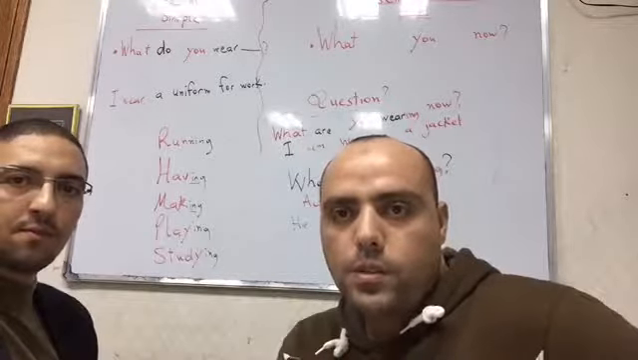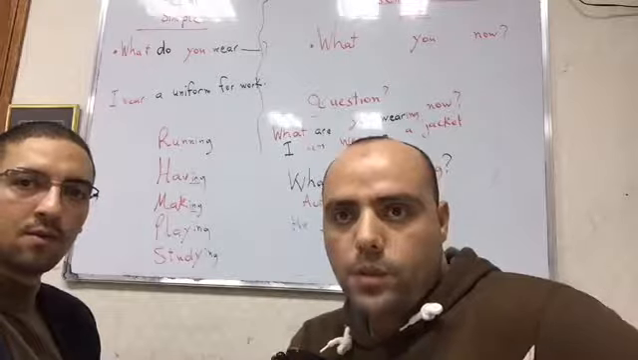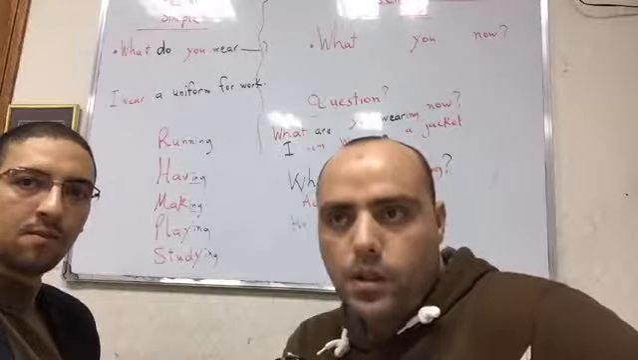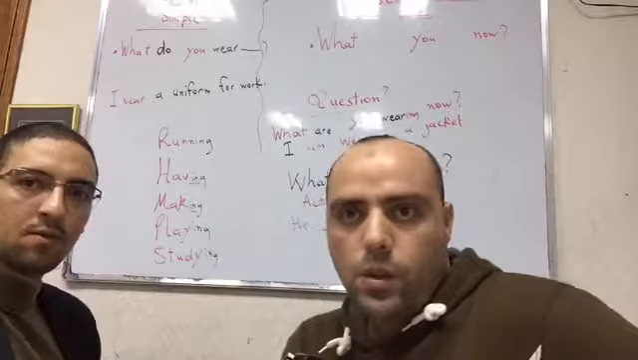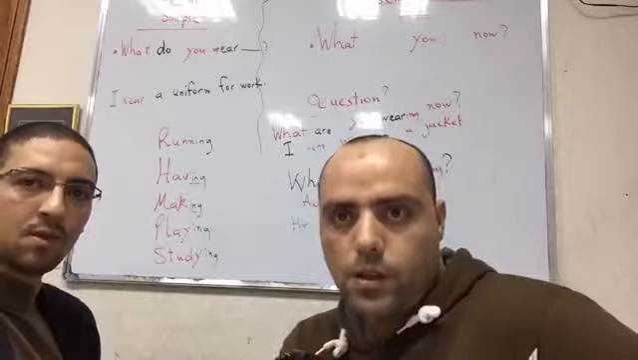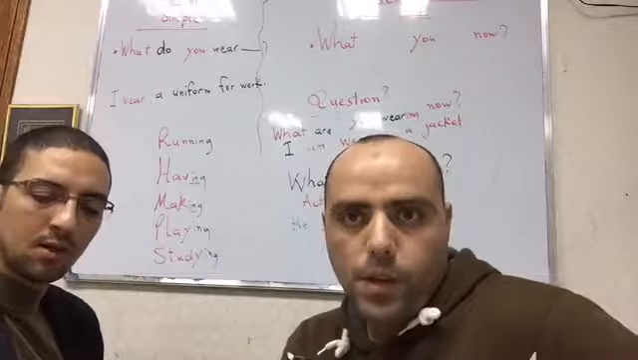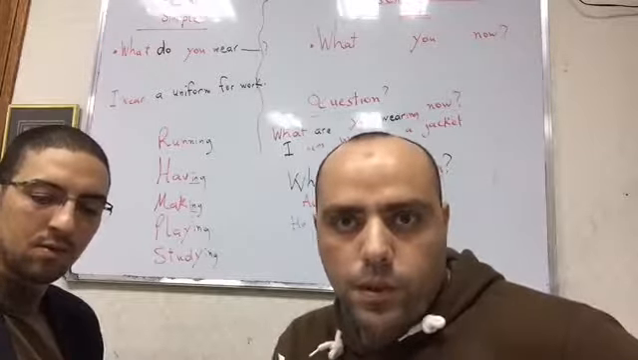And if you want to make it negative, you're just going to add the word not after the verb to be, for example, I'm not doing so and so, or he's not doing so and so, or they are not playing tennis at the moment, but they are listening to music, for example. You can say so.